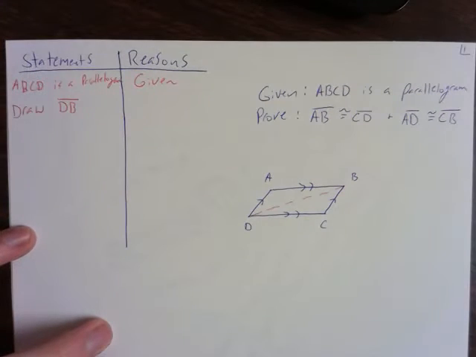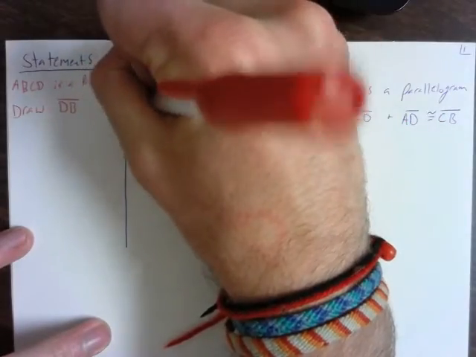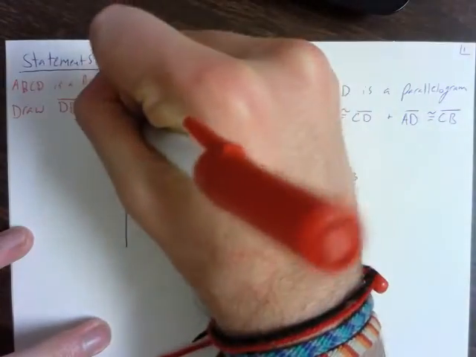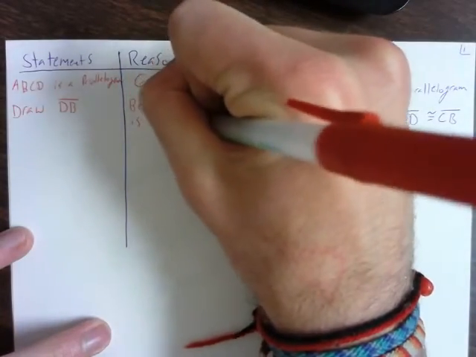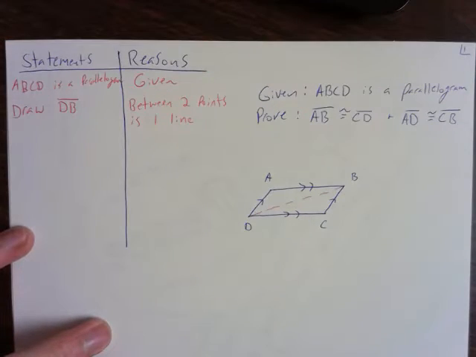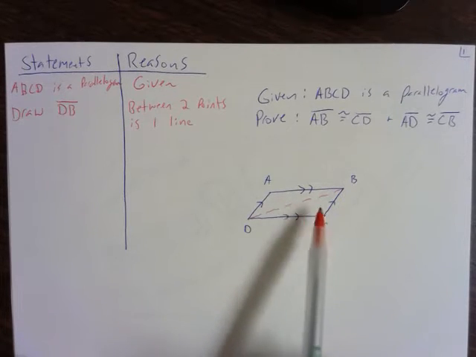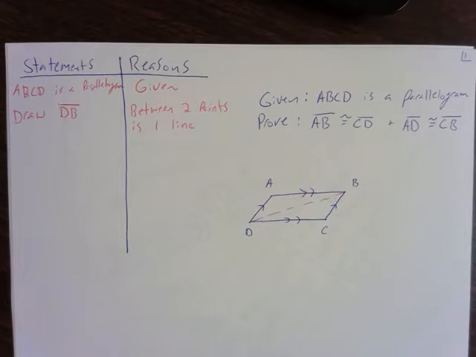And I can do that because between any two points is exactly one line. So that's my reason, that between two points is one line. And that's going to help me out because I've split this parallelogram into two triangles, okay? And by doing that, I can use my triangular proofs. Remember the side-side-angle-side, angle-side, all those to help me prove this even further. So all this is coming together into one thing, okay?